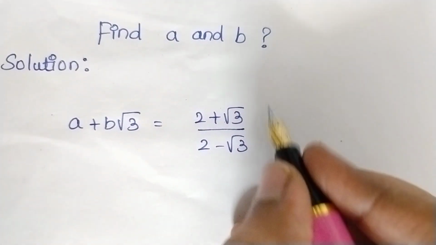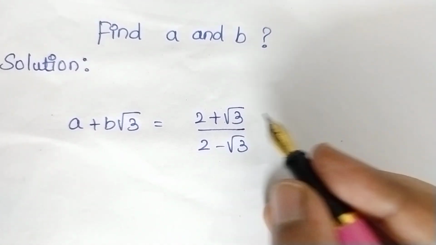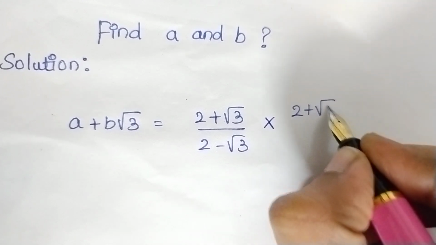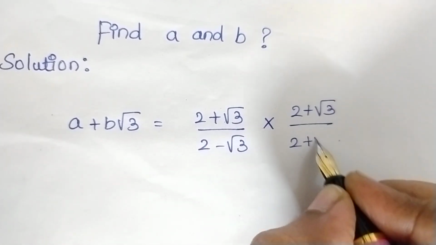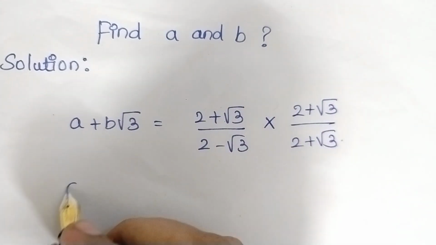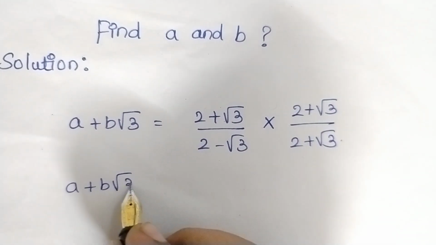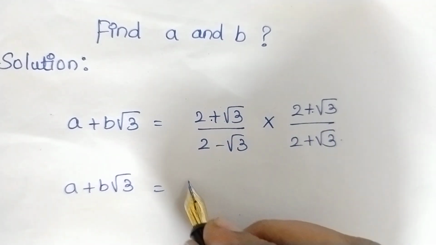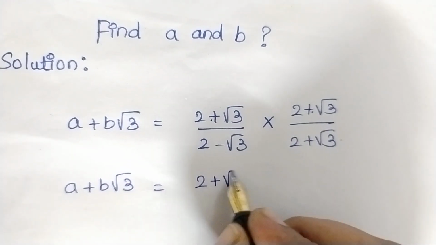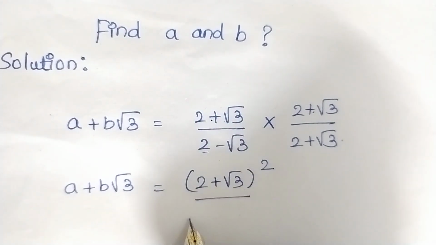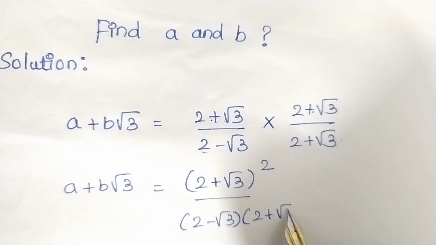So now I'm going to take the conjugate on both sides. Therefore, I'm going to multiply by 2 plus root 3 on the numerator as well as in the denominator. So now a plus b root 3 is equal to, a term repeating twice in multiplication, therefore this becomes (2 plus root 3) the whole square divided by what we have in the denominator, (2 minus root 3) multiplied by (2 plus root 3).